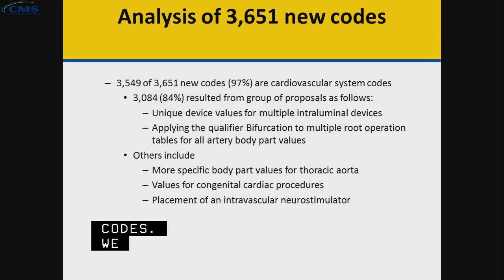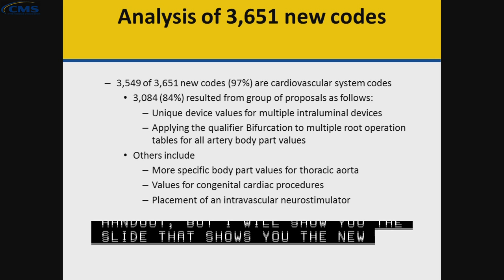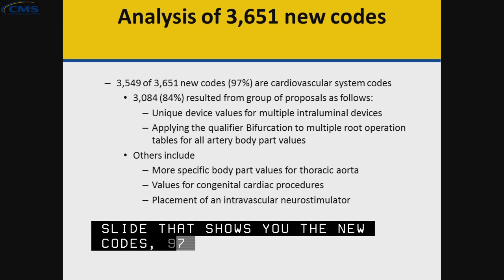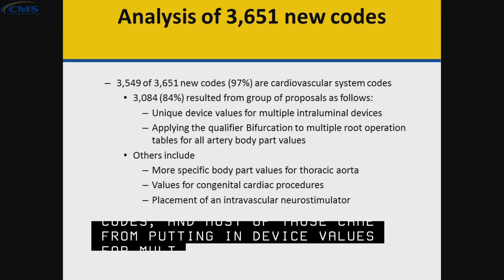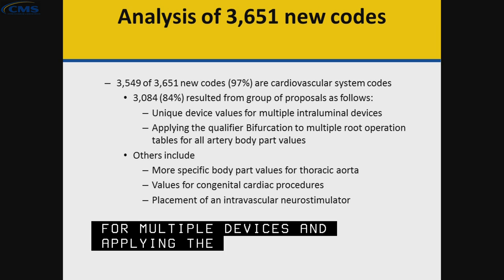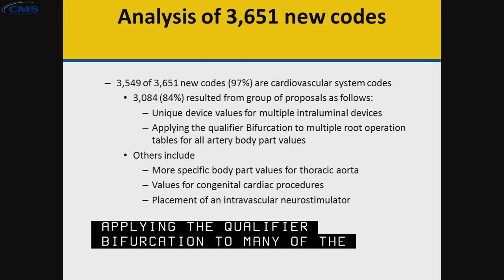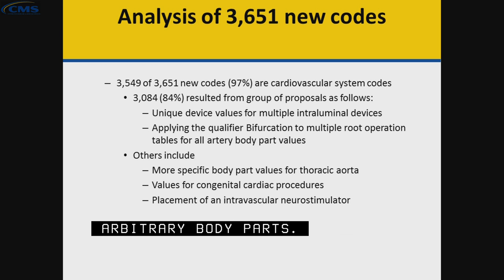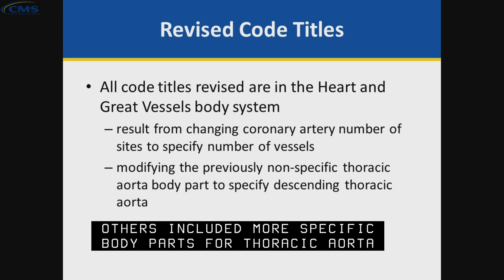There's more detail in the handout, but I'll just show you this slide that shows that of the new codes, 97% were cardiovascular codes, and most of those came from things such as putting in device values for multiple intraluminal devices and applying the qualifier bifurcation to many of the artery body parts. Others included more specific body parts for thoracic aorta, some congenital cardiac procedures, and the placement of intravascular neurostimulators. So that was many of the new codes.